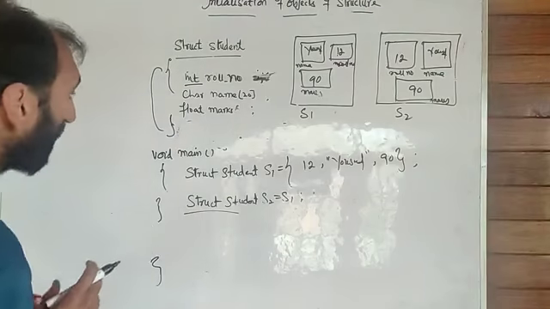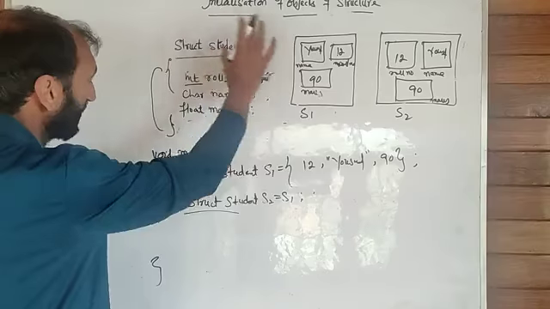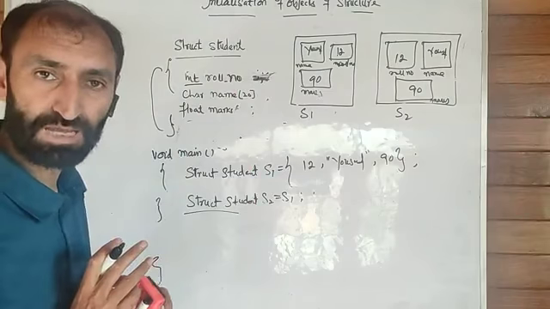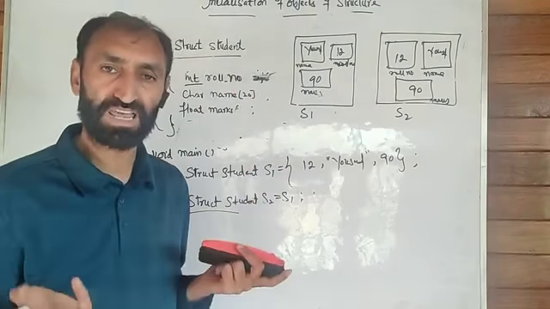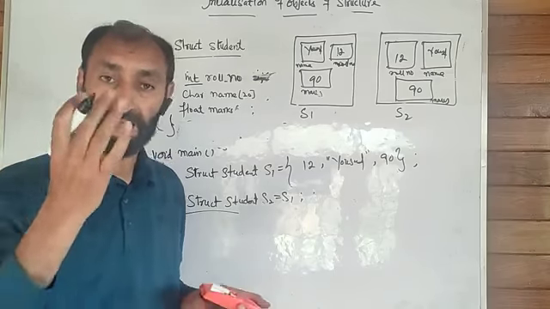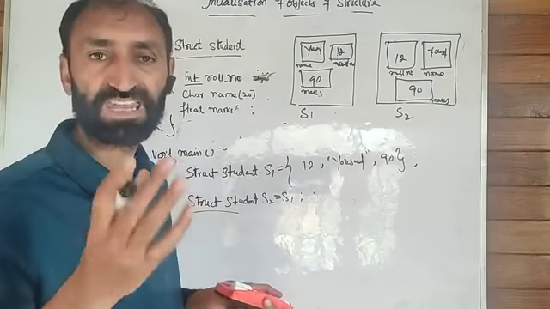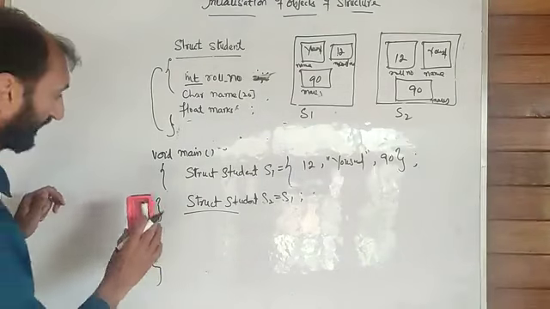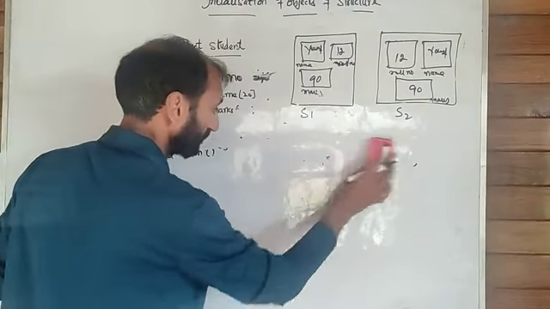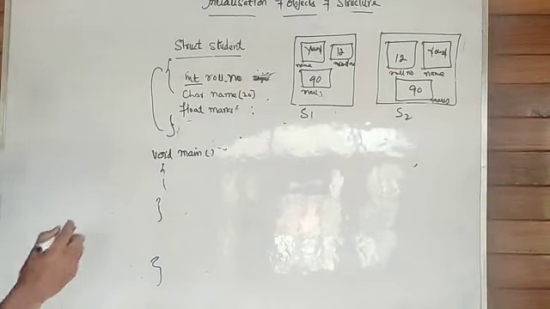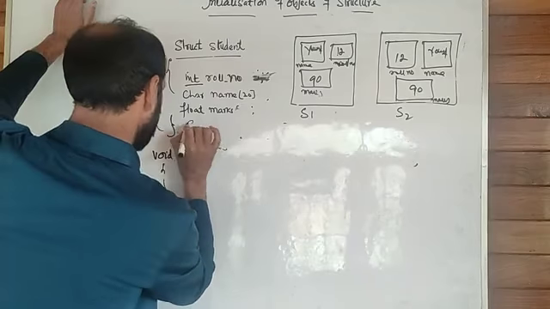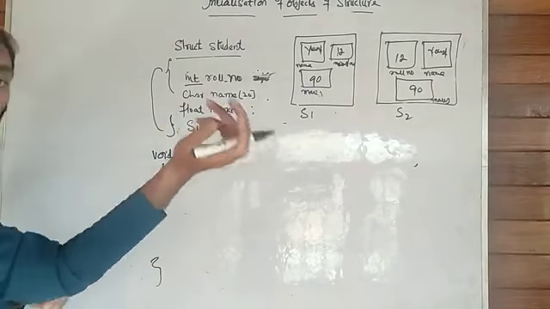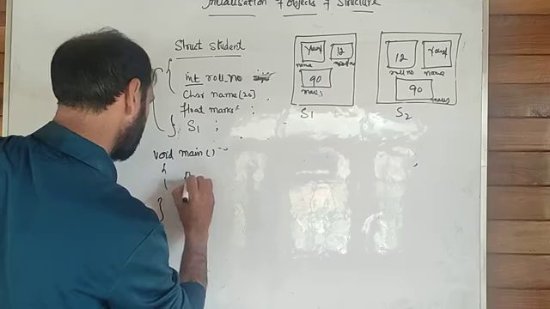Okay. Now I hope that you are familiar with how to initialize the members of the structure at compile time. Similarly, we can initialize the members of the structure at runtime as well by using the printf and scanf functions. For example, I have created here S1. Now I want to initialize it at runtime, like, for example, printf.